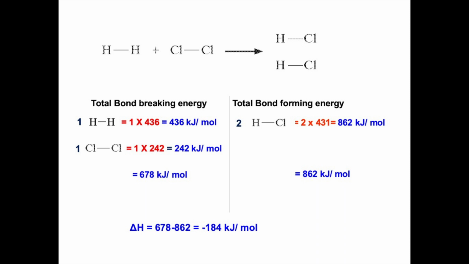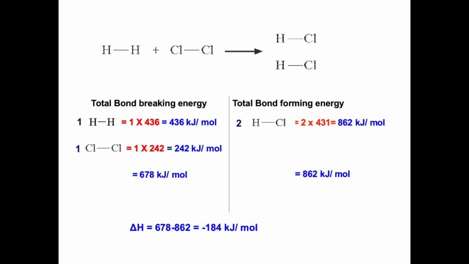So to work out the overall heat energy change, delta H, we do bond breaking energy, 678, minus bond forming energy, 862. And that gives me an overall energy change, delta H, of minus 184 kilojoules per mole. When you get a negative value for delta H, it means you have an exothermic reaction.